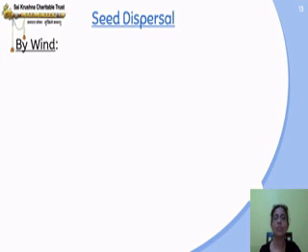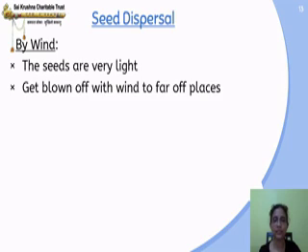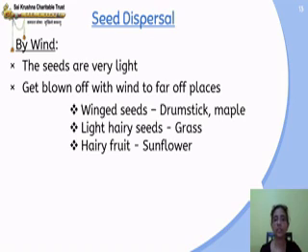So, how does wind play a part in seed dispersal? We'll see now. The seeds of those plants which are very light, they get blown off with the wind to far off places. So there are different types of seeds which get dispersed by wind. They are the winged seeds. They are the light, hairy seeds. And you have hairy fruit.